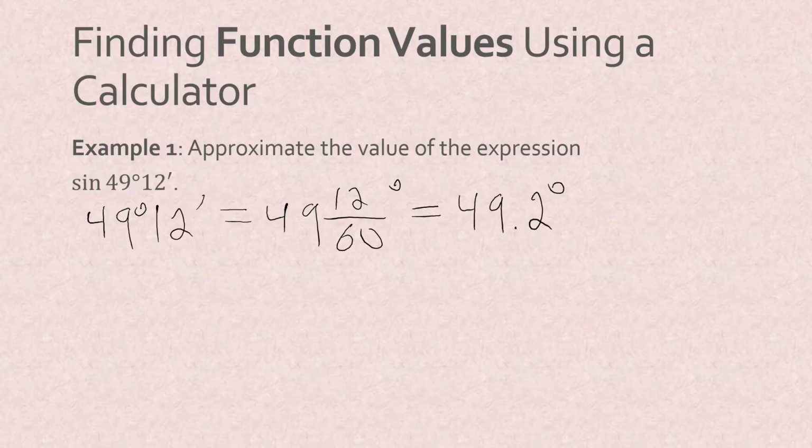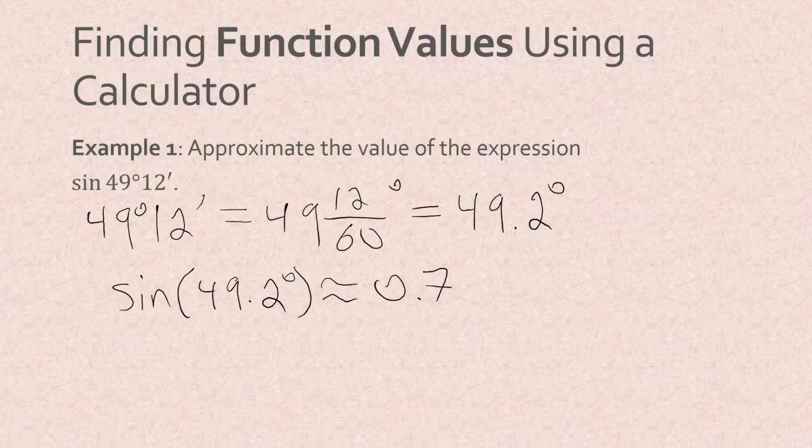Thus, for sine of 49 degrees 12 minutes, we can just plug into our calculators: type in sine, parenthesis, 49.2. No need to put the degree symbol if you're already in degree mode. Hit the equals button, and your calculator should give you an approximate value of about 0.757. Again, this is merely an approximate value because 49 degrees 12 minutes is not a special angle.